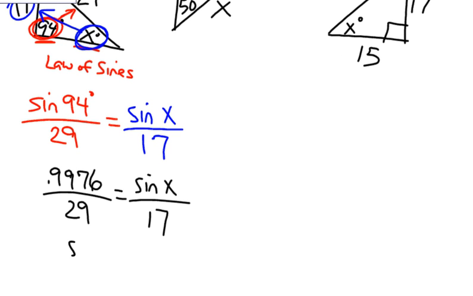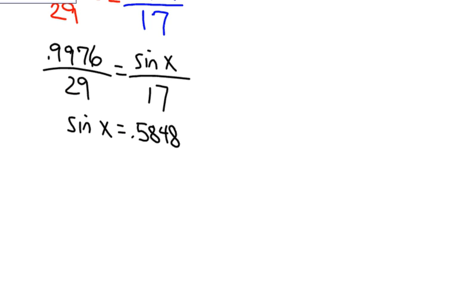And this one's a little bit different because I'm not quite finished. I wasn't finding what x was, I was finding what sine x was. So in order to get the angle, I use the second button. So if I hit second sine 0.5848, that'll give me the angle.